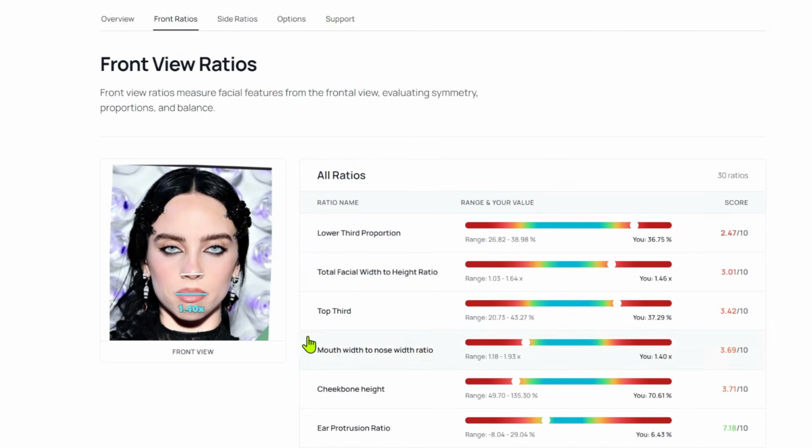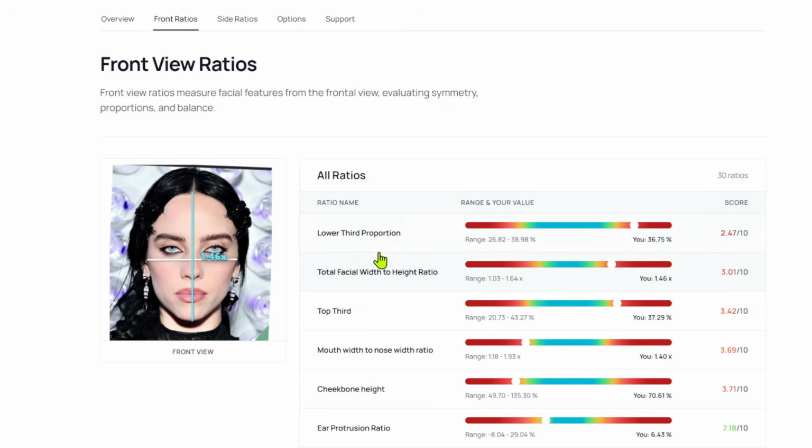I was really surprised, and there's some certain things. So let's start with the front ratio. Her lowest score is a 2.47 out of 10. It's her lower third proportion. It is terrible, absolutely atrocious. It's disgusting. Her lower third is totally off. It's much shorter. I mean, it's awful. Her total facial width to height ratio is also a 3.01 out of 10.